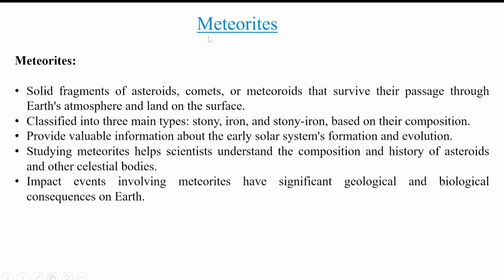That's why they are called meteorites. Basically, meteorites are classified into three main types based on their composition: stony meteorites, iron meteorites and stony iron meteorites. They also provide valuable information about early solar system formation as well as evolution.